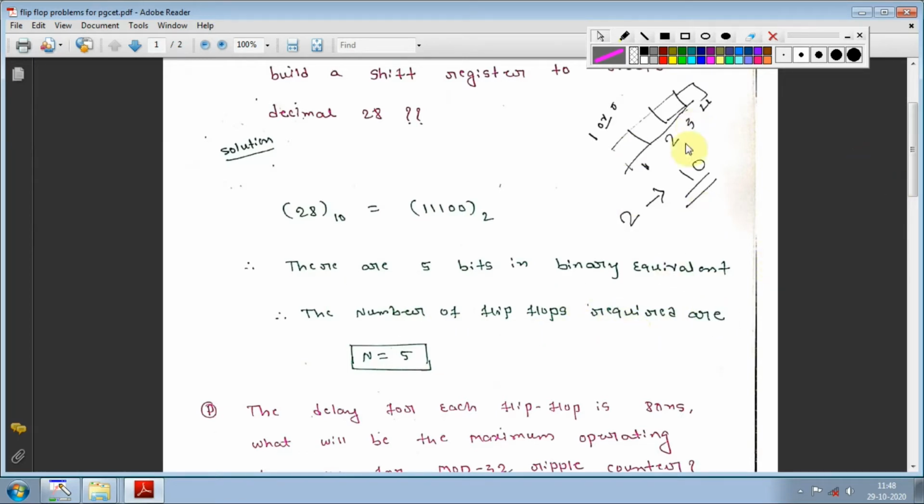We know each flip-flop of a shift register stores 1 bit at a time. If it has 5 places, it can store 1 1 1 0 0, like this. No two binary digits will be stored in the same place. So if the binary number is 5 bits long, the shift register should be 5 bits, and if it is 10 bits, the shift register should be 10 bits long. Just convert decimal to binary and count the number of bits; that will be the length of the shift register. So that's it.